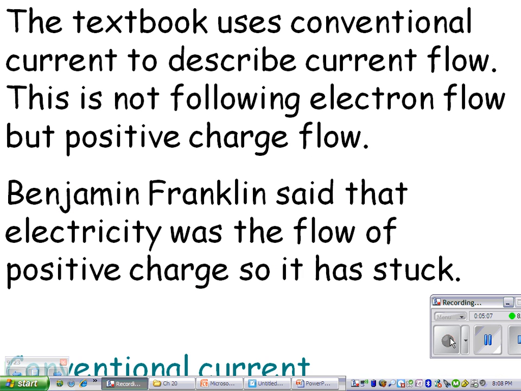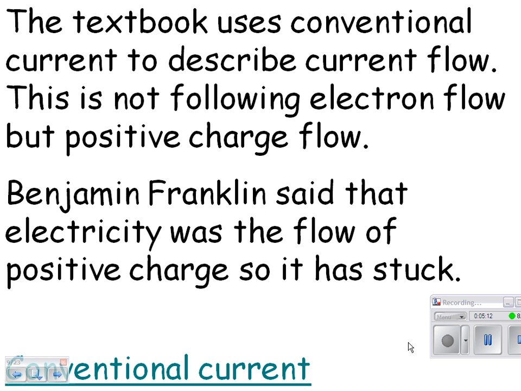Now the textbook uses conventional current to describe current flow. This is not following electron flow, but positive charge flow. Conventional current acts as if positive charges flow, even though it's really electron flow. Ben Franklin picked the wrong charge; he said that electricity was the flow of positive charge. It has stuck over the years and historically has stayed that way. In college, you'll see conventional current used instead of regular current.